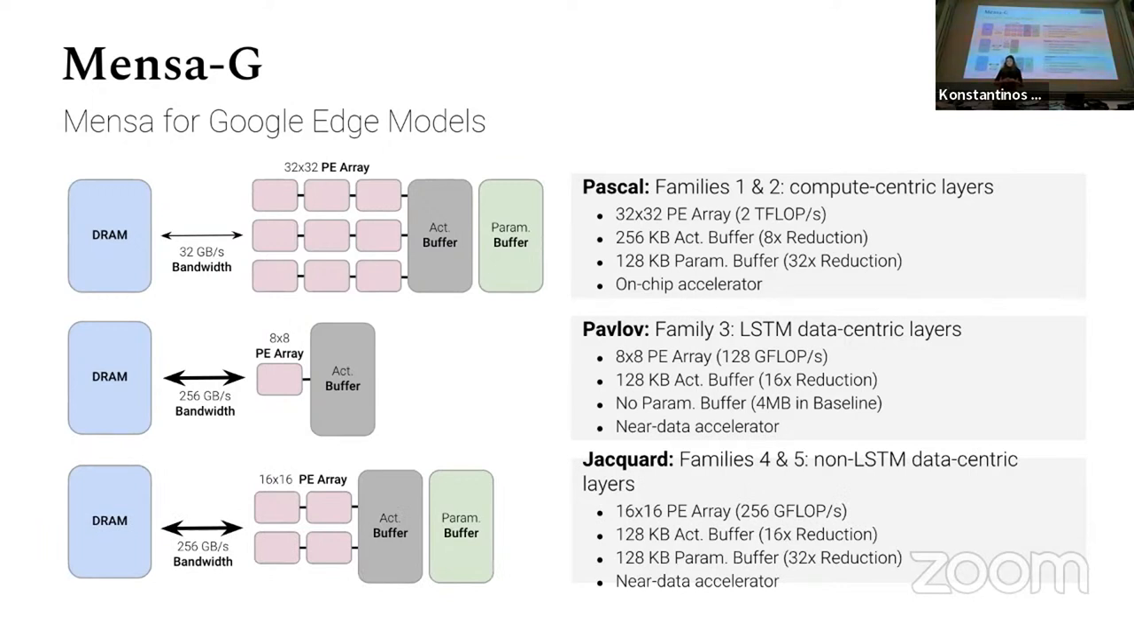And then finally, we have Jacquard, which is used for families 4 and 5, which are non-LSTM data-centric layers. They use a little bit more MAC operations, so we have a bit of a bigger array. We also have a little bit smaller buffers, and we also put this near the data processing.